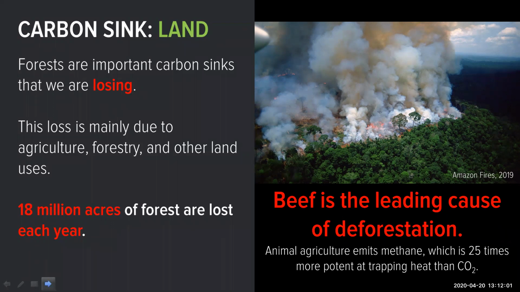Okay, let's close the poll. And for those of you that answered 25%, you are correct. A meat-centric diet is responsible for 25% of global emissions. And that's because meat production requires a lot of resources.